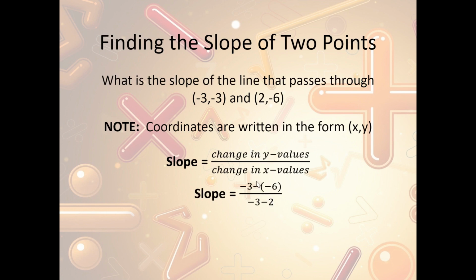And when I simplify, this really becomes plus positive. So negative 3 plus 6 is 3. And negative 3 minus 2 is negative 5. So it's 3 over negative 5, which is just negative 3/5.